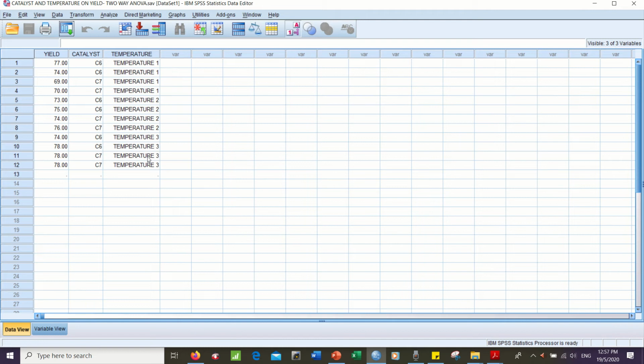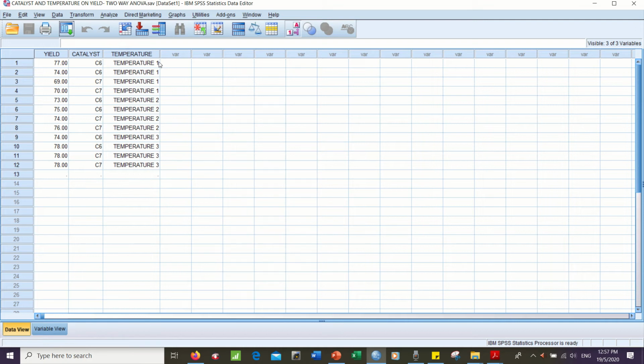Okay, so we want to know whether the different catalysts would affect the yield, whether the different temperatures would affect the yield, or whether there is any interaction between catalyst and temperature at affecting the yield. Interestingly, for this two-way ANOVA or factorial ANOVA, or even for repeated measurement, the assumption of normality is not very important. So we don't have to test for the normality of the data because the algorithms developed are robust enough to factor that out. So we don't have to bother about whether the data are normally distributed or not.